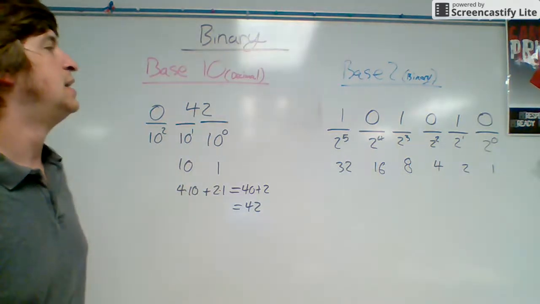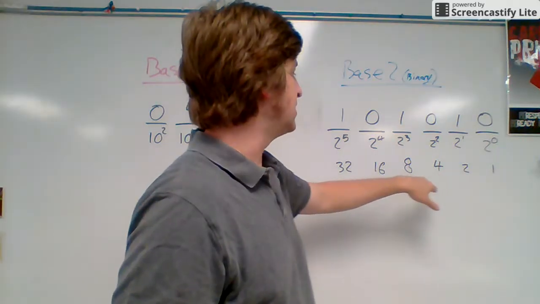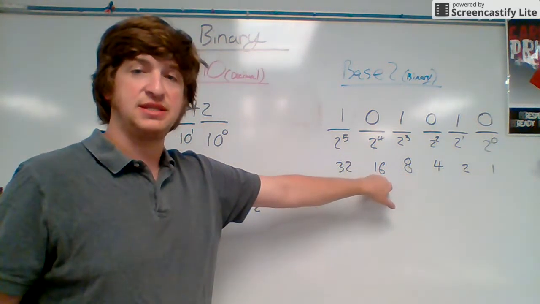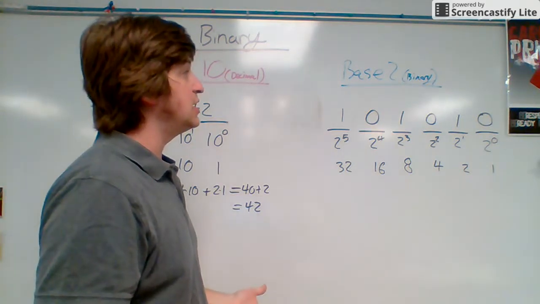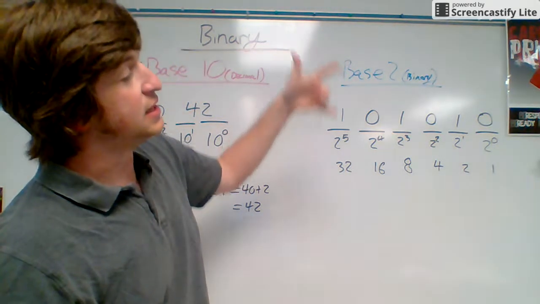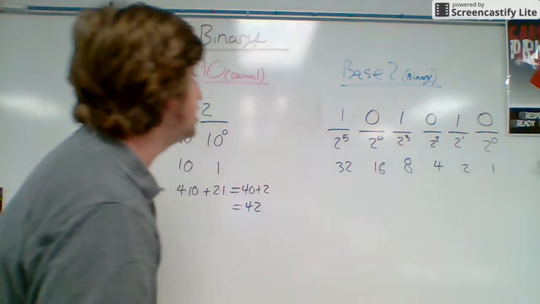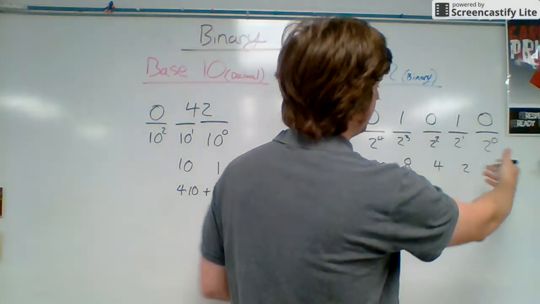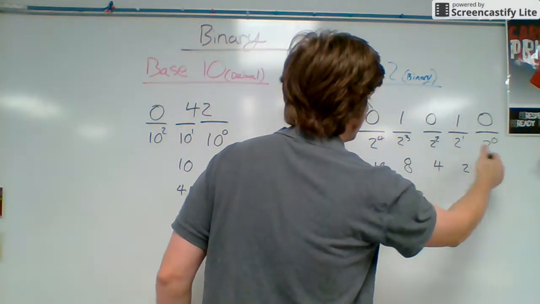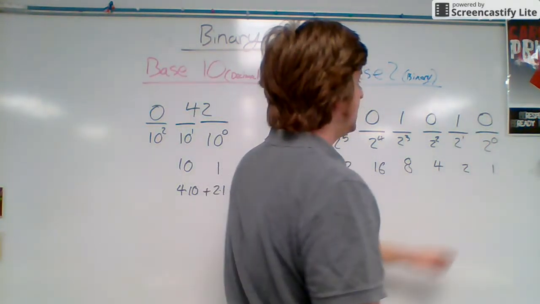Now, in our binary system, we have our 1's place, our 2's place, our 4's place, our 8's place, our 16's place, and our 32's place. The way we take a number out of binary and convert it into decimal is we're just going to take that number that's in binary right now, multiply everything by its power here, and just follow it through and add them all together. I think you'll see what I mean.